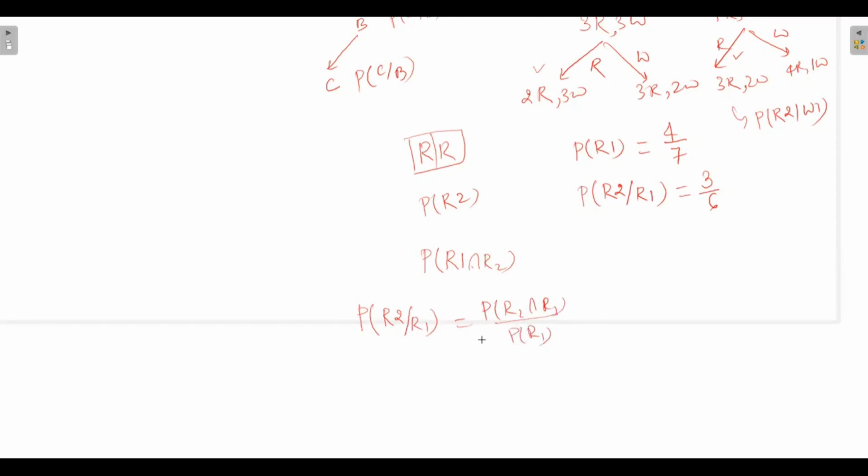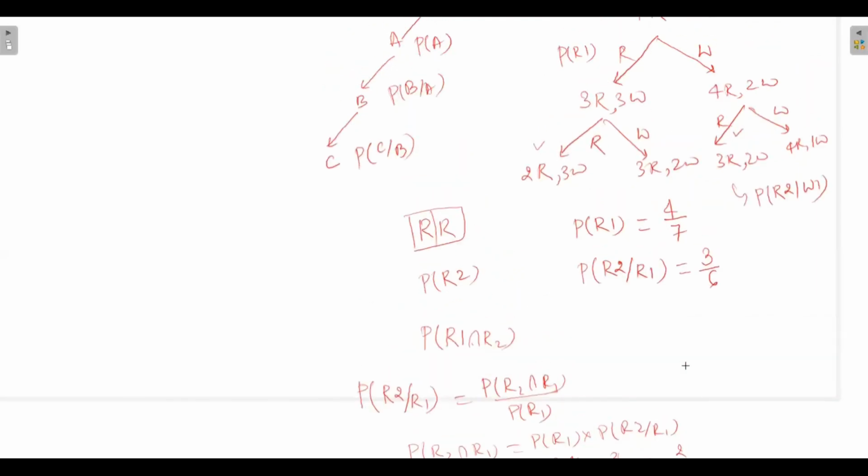So it means that if you want to make sure that both the events happen together, then their probabilities have to be multiplied. So this is what they are looking for. Okay. So here 4/7 into 3/6. Now whatever comes will be your probability, which is 2/7. Okay. So this is conditional probability in action.